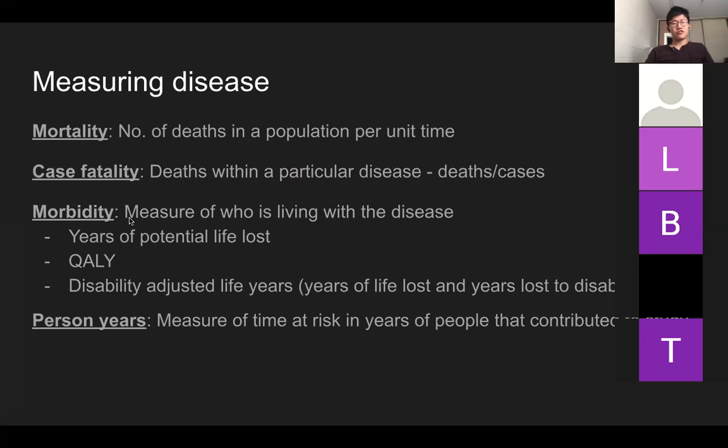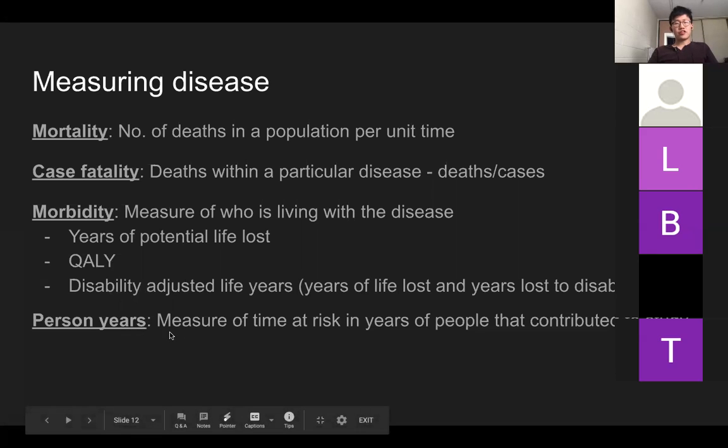Morbidity refers to a combination of quality adjusted life years and disability adjusted life years. So it's a measure of who is living with the disease. It takes into account both years of life lost and years lost to disability, and it's a weighted score.